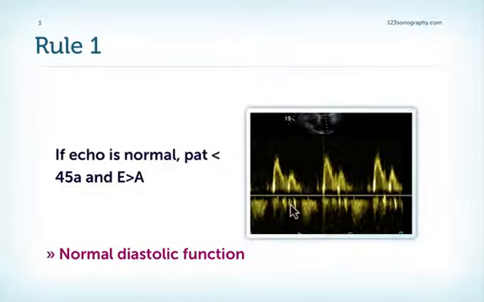Rule number 1. If echo is normal and the patient is below 45 years of age and E is taller than A wave, as in this example, then the patient simply has normal diastolic function and you do not need to do anything else.